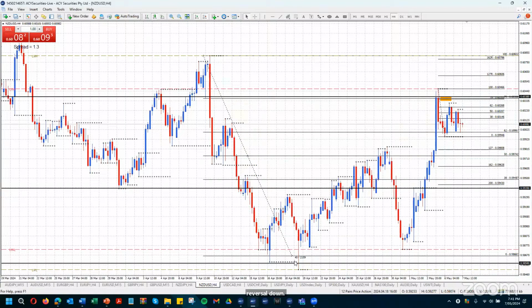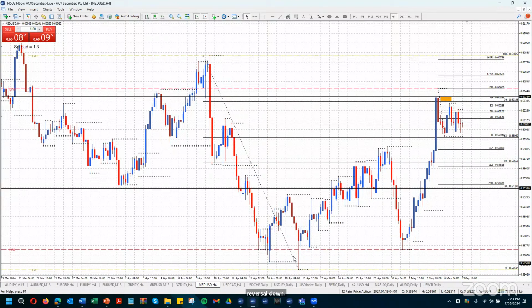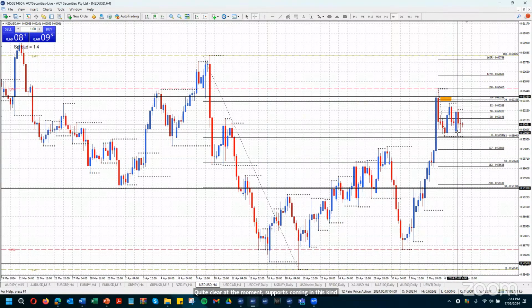All right, so maybe you're already short, or are you looking up here for another opportunity? Or you might be more bullish. If you're more bullish, then quite clear at the moment, support's coming in this kind of area here. So you can be looking in this zone here for the opportunity to buy for the breakout above there if you're more bullish.